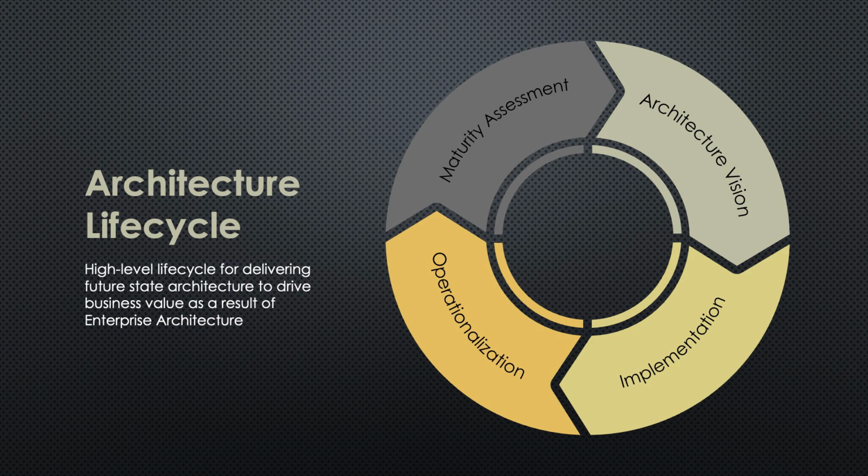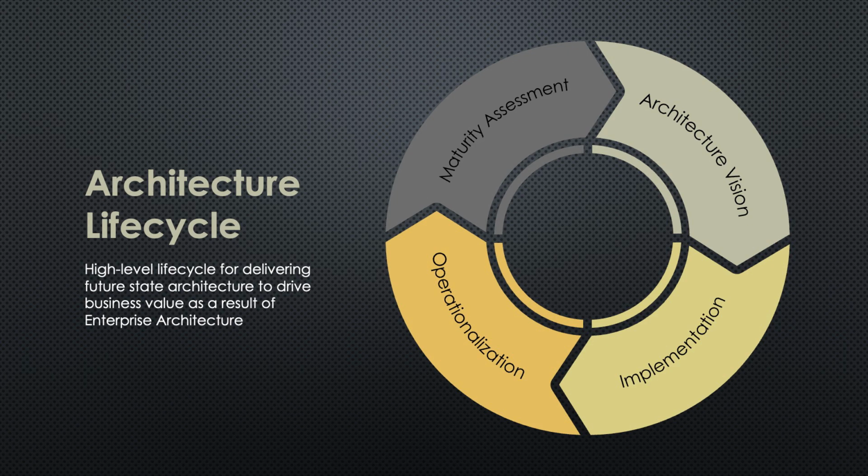Customizing and adapting frameworks to suit specific organizational needs is a common practice in the field of enterprise architecture. The architecture lifecycle that I have developed has 4 main areas: architecture vision, implementation, operationalization, and the maturity assessment, to provide a simplified and customer-centric view of the architecture process. By simplifying the architecture process into these 4 main areas, we can provide a clear and customer-oriented view of the lifecycle, making it more accessible and understandable for stakeholders.